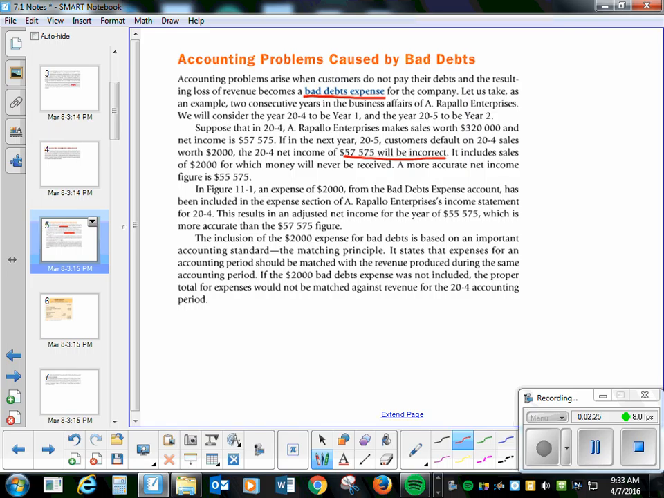An expense of $2,000 from the bad debts expense account has been included in the expense section of A. Rapallo Enterprises income statement for 24. This results in an adjustment to net income, which is more accurate than the $57,575. The inclusion of the $2,000 expense for bad debts is based on an important accounting standard called the matching principle. It states that expenses for an accounting period should be matched with the revenue produced during the same accounting period. If the $2,000 bad debts expense was not included, the proper total for expenses would not be matched against the revenue for that same period.